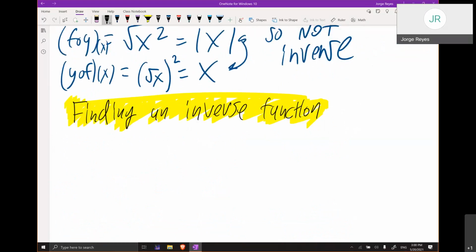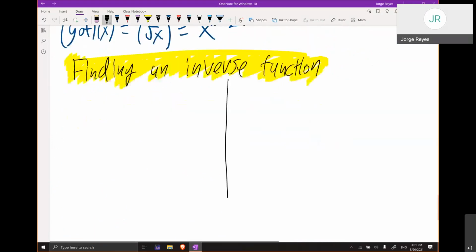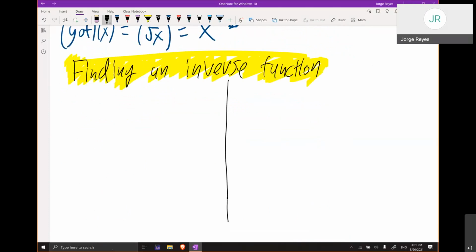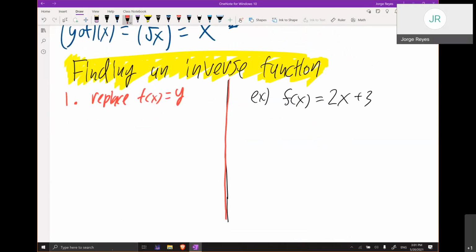So, your book likes to make this a process. So let's do this process together. So, example. I want to find the inverse of this line, 2x plus 3. So step 1 will be replace f of x with y. So step 1, y equals 2x plus 3. Step 1, not hard.